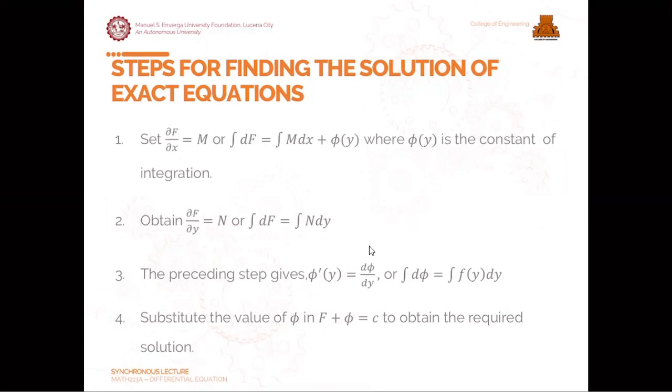So, yung first one daw, isa-set natin na yung m natin is equals to partial of f all over partial of x. Okay? Or kukunin natin yung integration ng df is equals to integration of m dx plus phi y, where phi y is the constant of integration. So, later makikita natin kung paano na-apply. Then, number 2, after getting that, we obtain yung partial of f with respect to partial of y, and i-equate natin siya dun sa value ni n, or yung integration ng df is equals to integration of n dy.